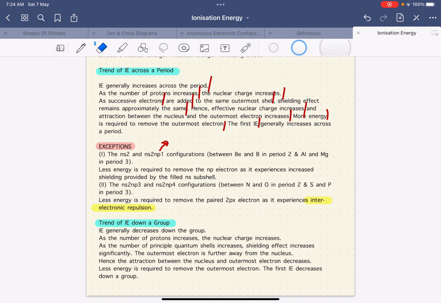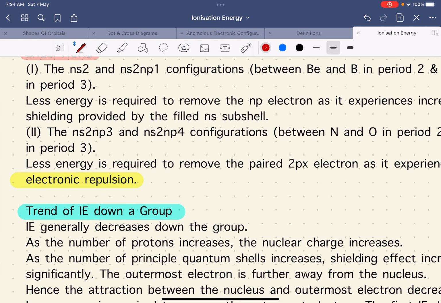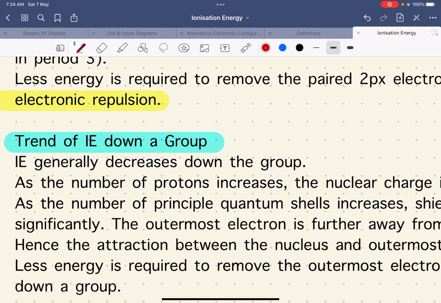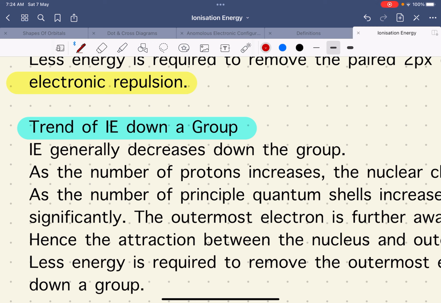Alright, let's look at the trend of IE down a group. What do we know down a group? Down a group, the number of protons increases. We also know that the principal quantum shell increases. Everything increases, but we have to look at the relative increase of it, just like in economics. But in chemistry, it's more straightforward. There's only one case, right? So IE generally decreases down the group.